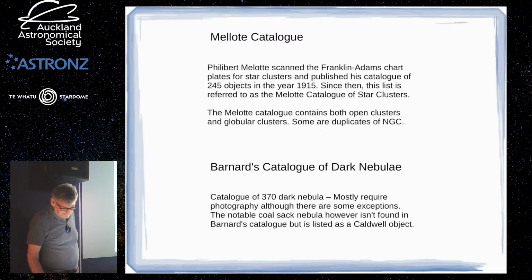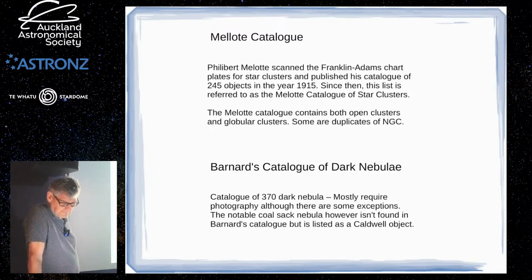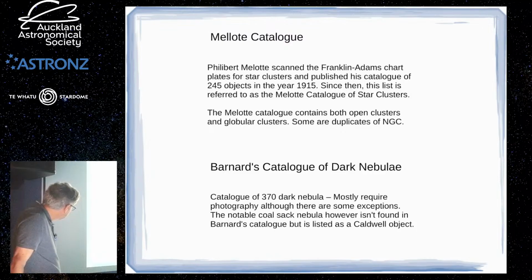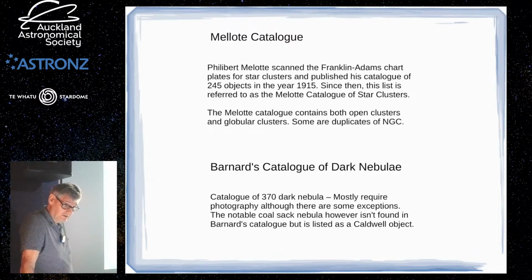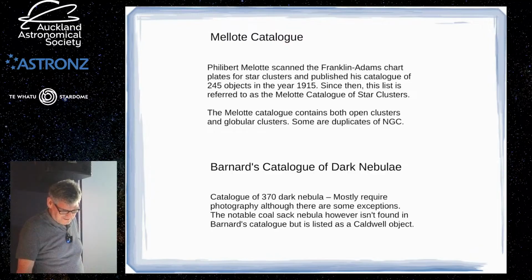Okay, a couple of other interesting ones is the Malott catalogue, and this was just a catalogue of star clusters. Some of them are in the Messier catalogue and some of them are not, and they do go to fainter ones. And also there's a few that just cover a larger area of the sky and weren't recognised as clusters by other catalogues. So you'll see that reference. And also Barnard's catalogue of dark nebulae.